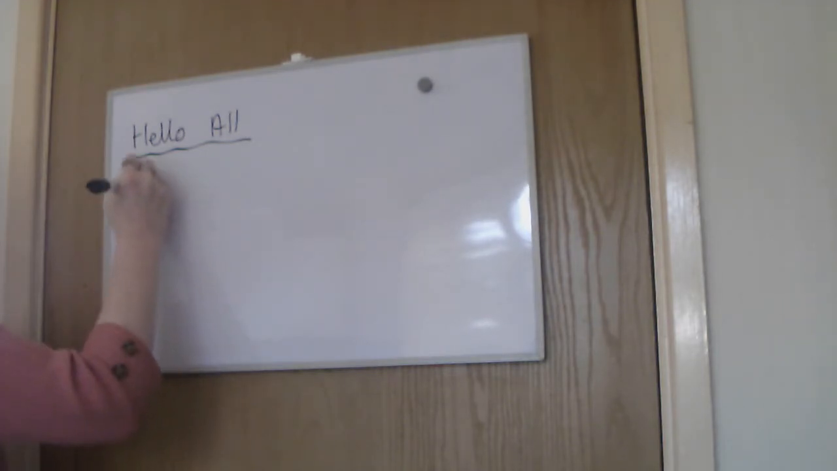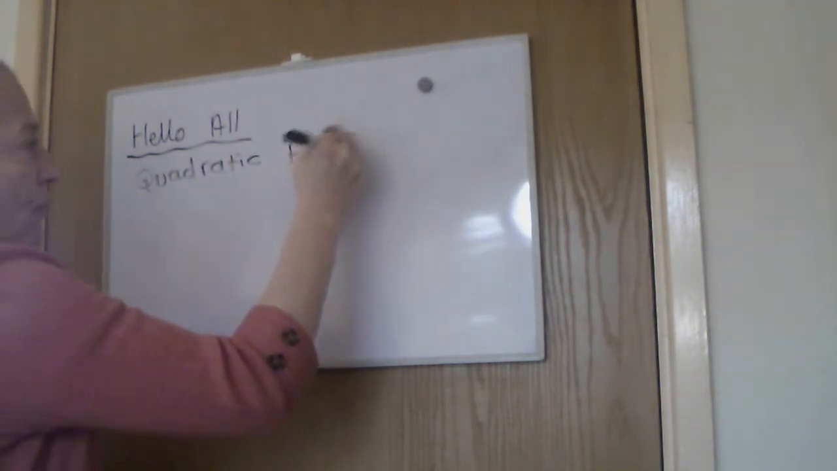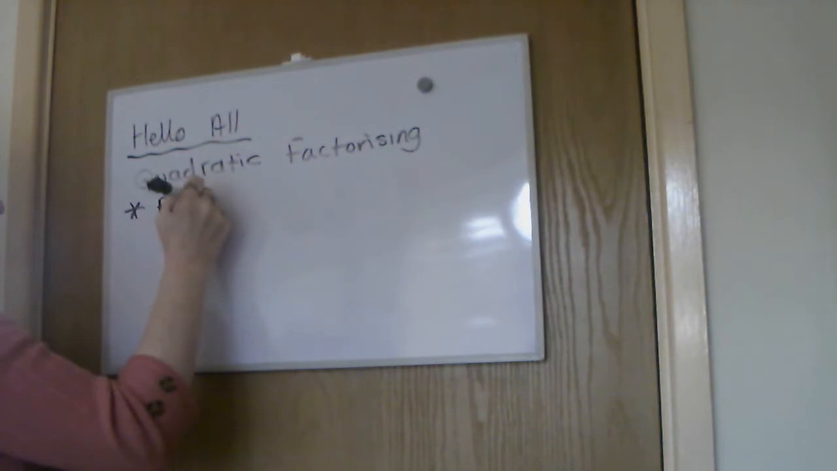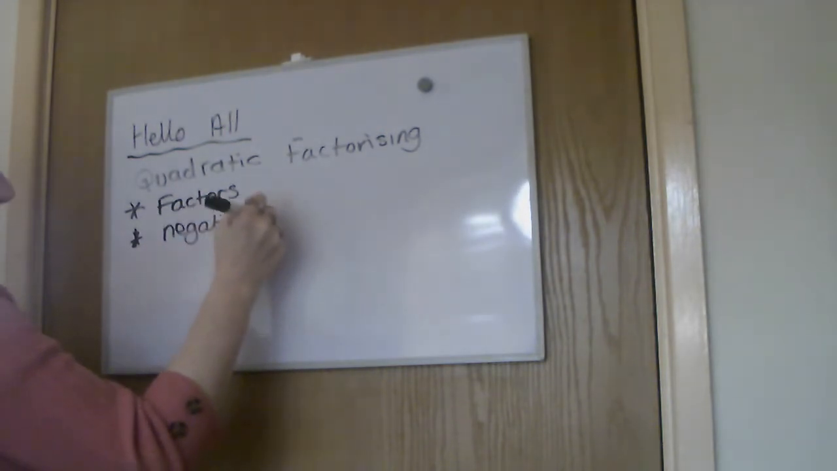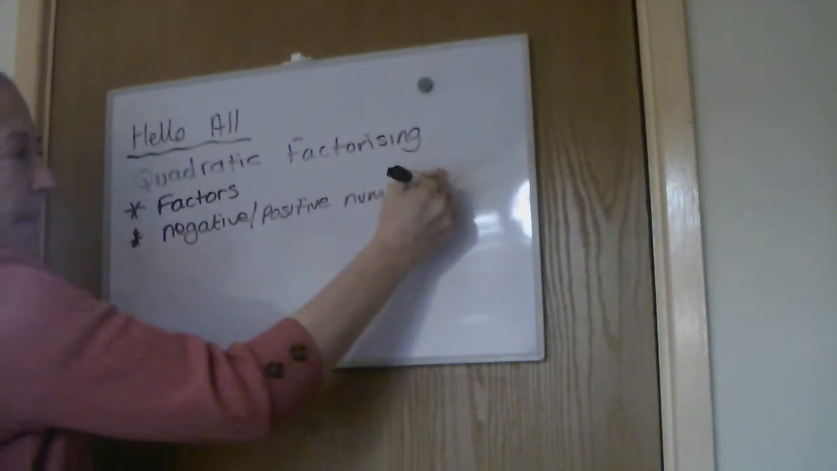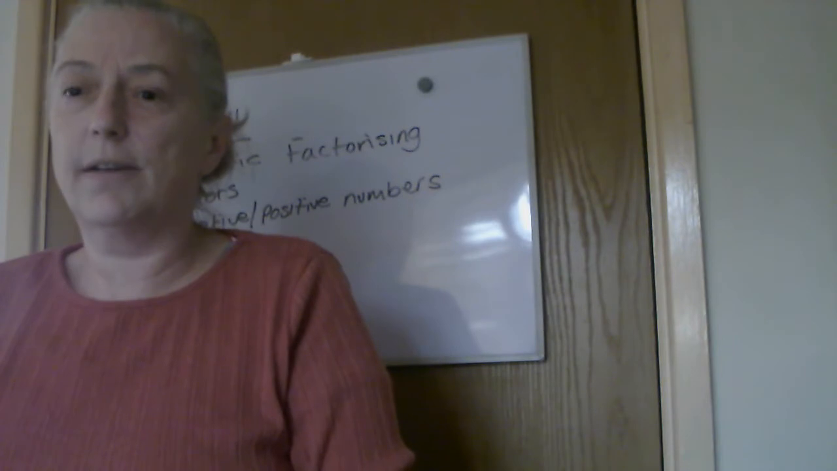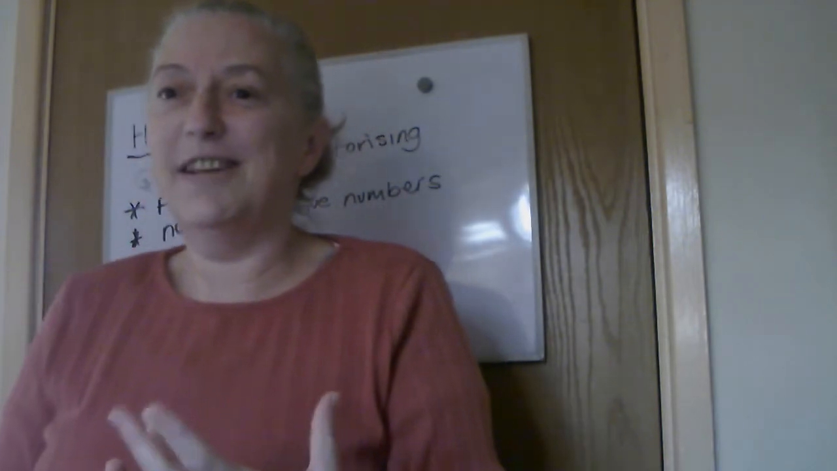So today we're going to look at quadratic factorizing. This sounds very, very difficult, but honestly, it's not too bad. What you do need to know, though, is prior knowledge, and your prior knowledge is factors and negative and positive numbers. So let's have a look at these two things first, so you're comfortable with that, okay? And then we can do the quadratic factorizing. Once we've done that, you will see how easy it actually is, okay?